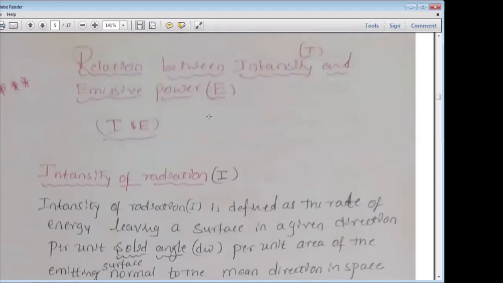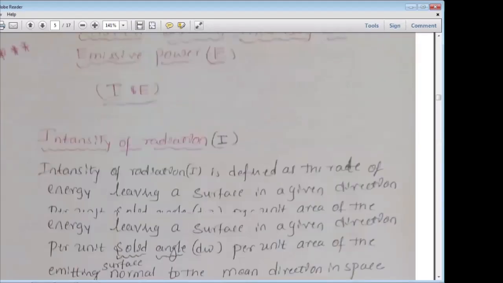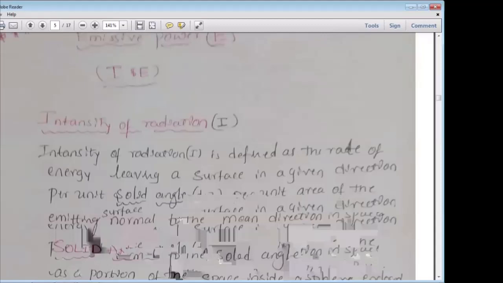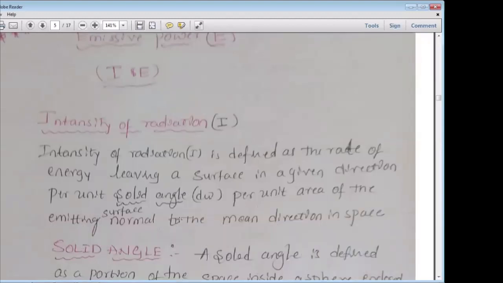Intensity of radiation is defined as the rate of energy leaving the surface in a given direction. You have to remember that it is in the given direction per unit solid angle dW, per unit area of the emitting surface normal to the mean direction, perpendicular to the mean direction in the given space. That is called the intensity of radiations I.